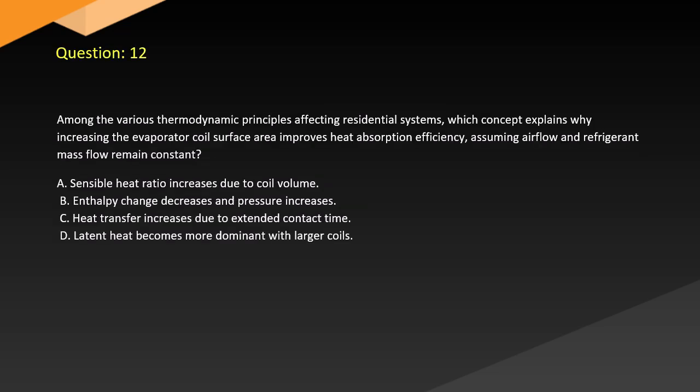Question 12. Among the various thermodynamic principles affecting residential systems, which concept explains why increasing the evaporator coil surface area improves heat absorption efficiency, assuming airflow and refrigerant mass flow remain constant? A. Sensible heat ratio increases due to coil volume. B. Enthalpy change decreases and pressure increases. C. Heat transfer increases due to extended contact time. D. Latent heat becomes more dominant with larger coils.